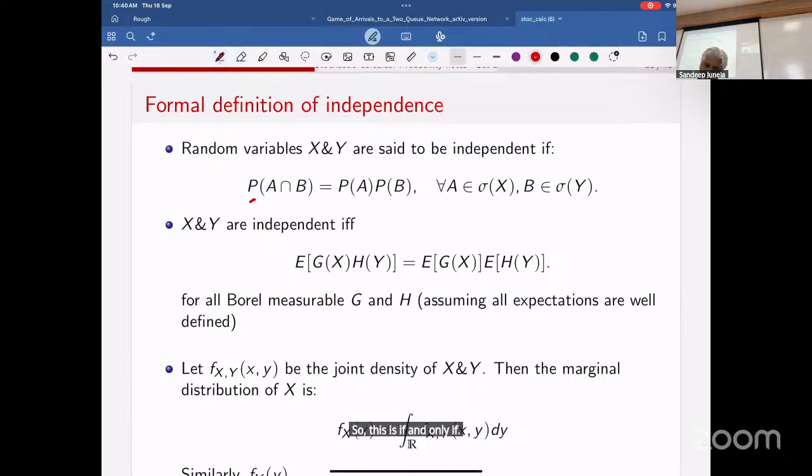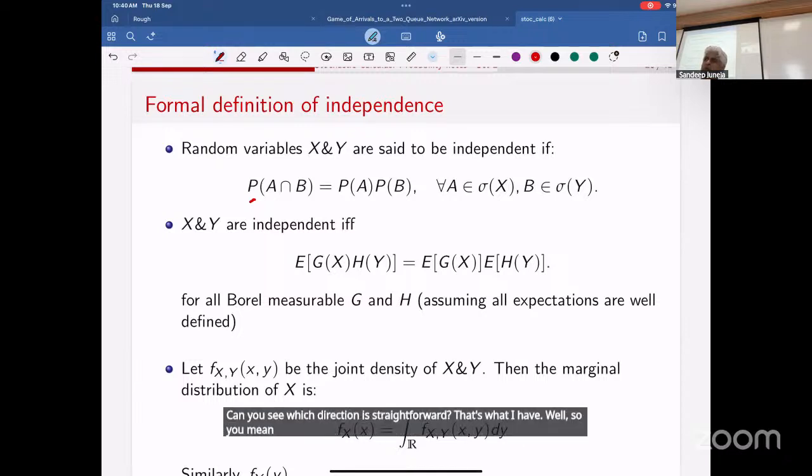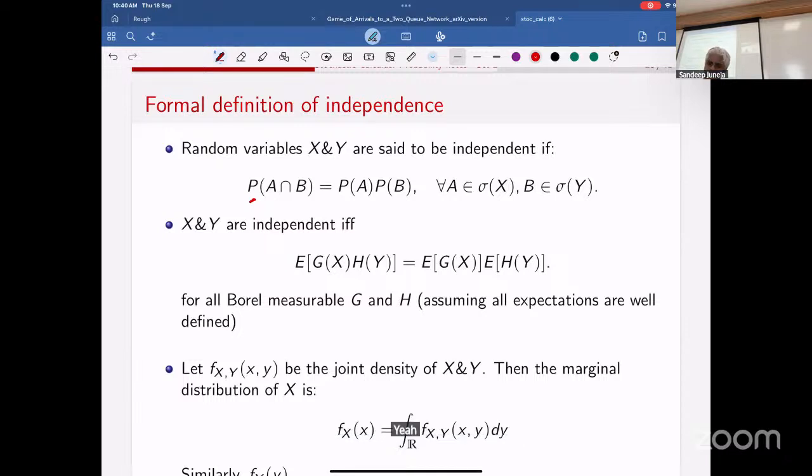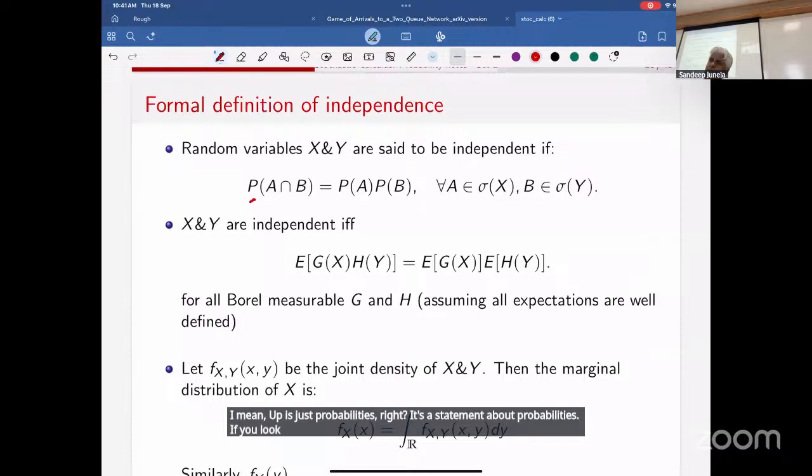One direction is straightforward. Can you see which direction is straightforward? Left to right, I mean. Well, independent, so you mean up to down, is that what you mean? Yeah, up to down. Okay, and that's just because if you look at the expectation definition so far, you can then just separate them. I mean, up is just probabilities, right? It's a statement about probabilities. Yeah, no, but if you look at the definition of how we have defined expectations.